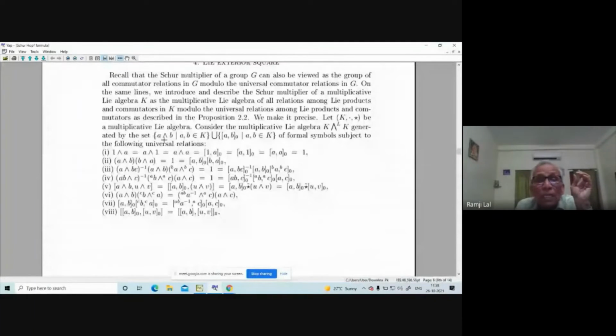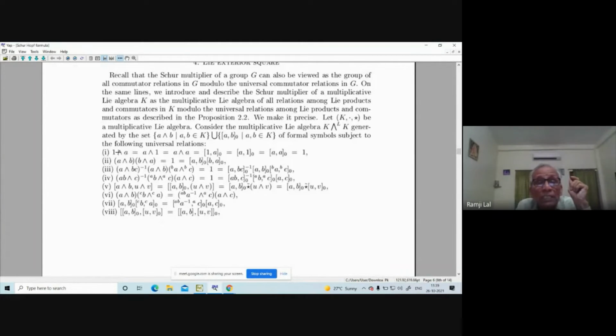These are universal symbols. Here we are just trying to mod out the difficulties in having the obstruction as defined by three operations while defining G cap G, the exterior square. So this is something important. So K cap L cap, now here is the multiplicative Lie algebra square which we are defining, of formal symbols A cap B, A B belonging to K, and A B star. And then look at these relations.